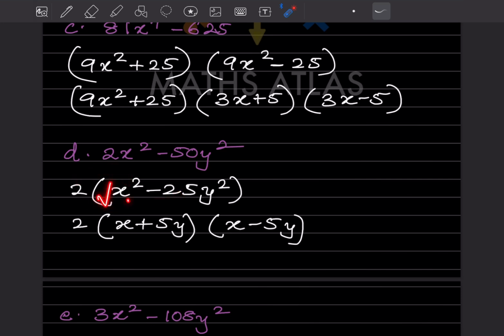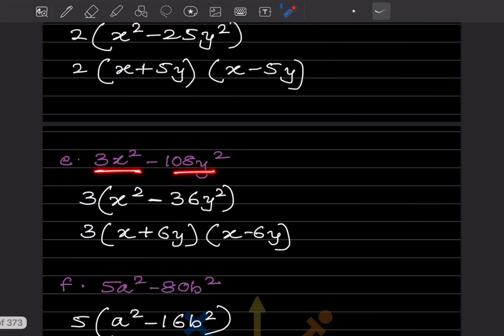So now we can simplify this. This is in the form of a square minus b square, that is going to be a plus b and a minus b. So when you take the square root of that, that is going to be x plus 5y and x minus 5y.